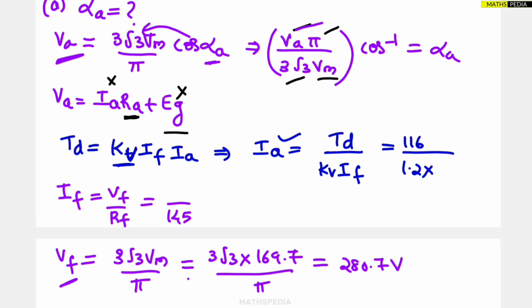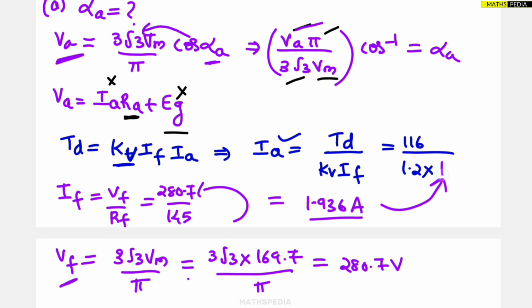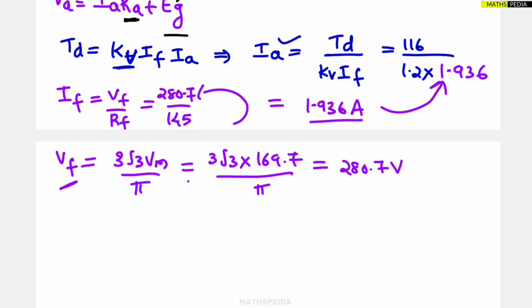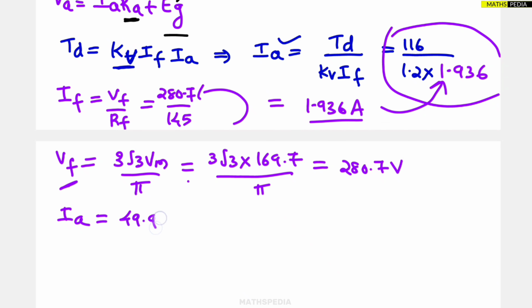Now I can just put VF directly here, so it will be 280.7. Dividing this, we'll be getting 1.936 amperes. After getting IF, I can again substitute here, so it will be 1.936. Then I can get the value of IA. So IA becomes directly TD divided by kV into IF, which is equal to 49.93 amperes.